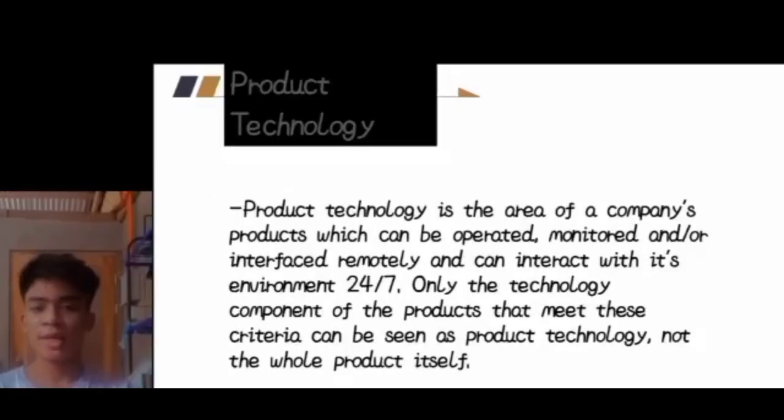The next is product technology. Product technology is the area of a company's products which can be operated, monitored, and/or interfaced remotely and can interact with its environment 24/7. Only the technology component of the products that meets this criteria can be seen as product technology, not the whole product itself.